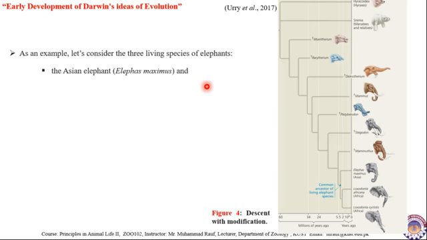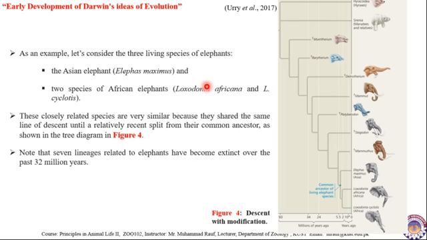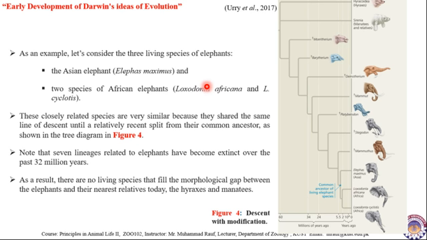Now here you can see the phylogenetic tree of the living species of elephant, the Asian elephant and two species of African elephants. So this is the Asian elephant, and these are the two species of the African elephants, and this is the timeline in millions of years. Look at this branching point where the common ancestor is located. So the common ancestor of the Asian and the African elephant was there at that point.